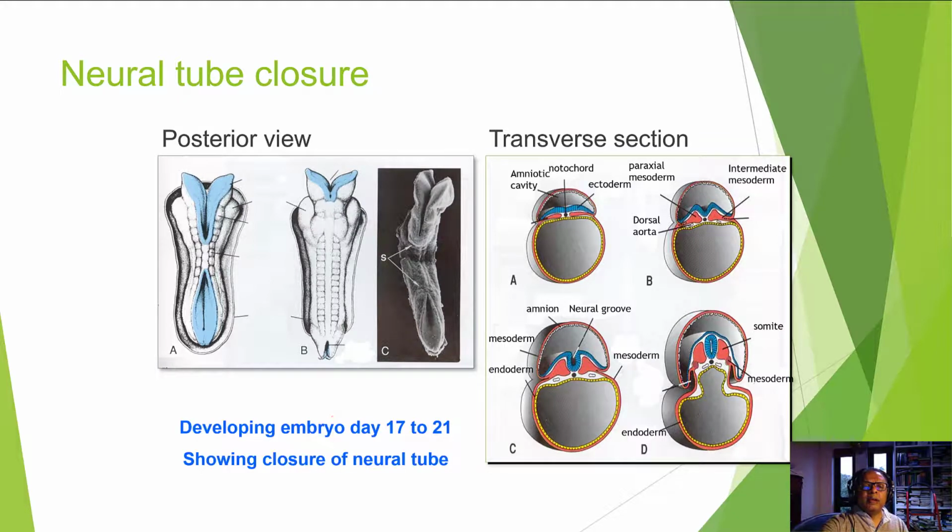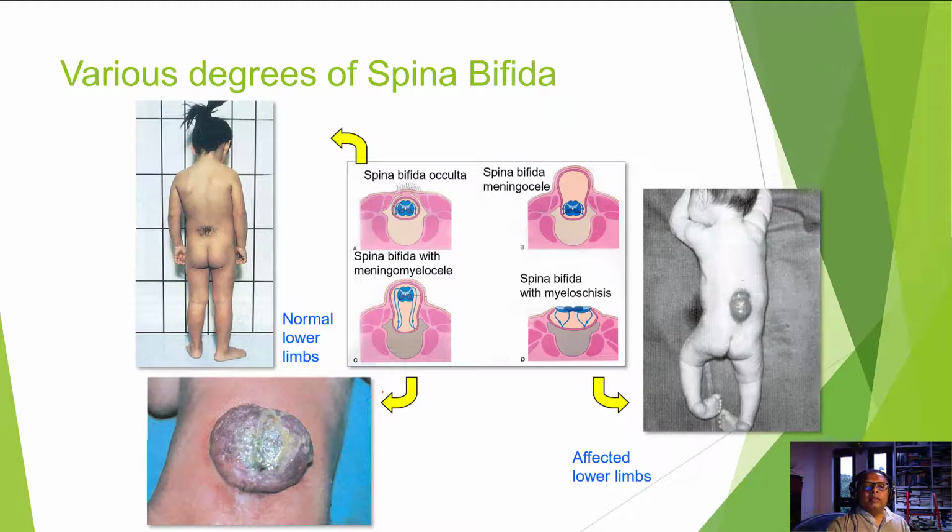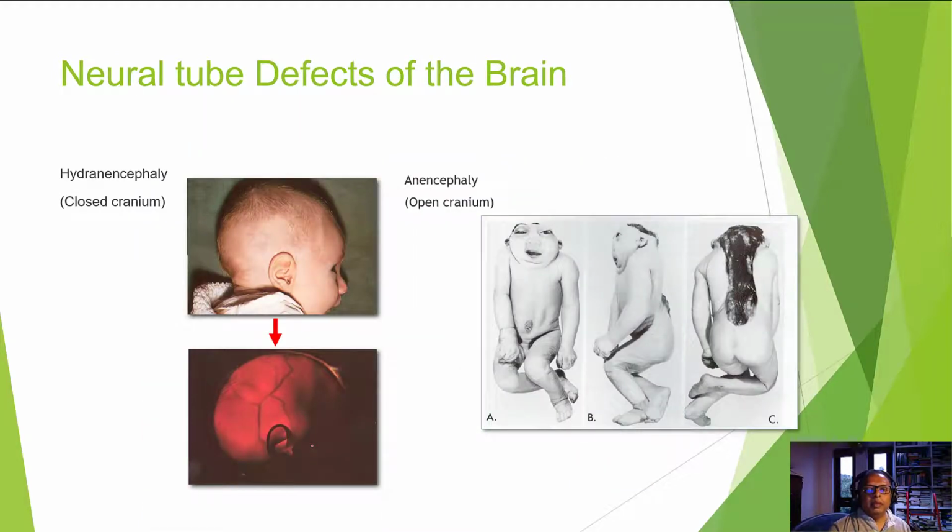All these drugs exert their effect on the closure of the neural tube from around the 2nd week to 3rd week of pregnancy and will result in spina bifida at various levels. It can be spina bifida occulta, spina bifida with meningomyelocele, spina bifida with only meningocele, or spina bifida with myeloschisis. Right. So it can cause various problems in the baby, and in the worst case, it can cause hydranencephaly or anencephaly.